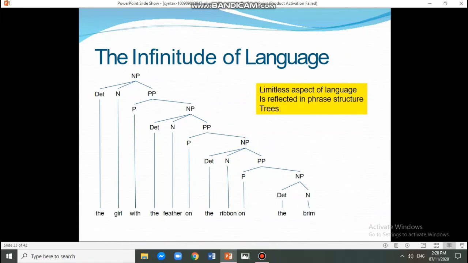So, the infinitude of language. Its limitless aspect of language is reflected in the phrase structure. So, it is like the endless making of tree diagrams. From a noun phrase, you break down to determiner, then noun girl, then break that into prepositional phrase. P is for with, preposition. Then noun phrase is the determiner the, then noun feather, and you break down further to prepositional phrase. So, P for on, preposition, then another noun phrase, determiner the, noun ribbon, then you break down further to prepositional phrase. Preposition on, then you break down further to noun phrase, which is the determiner and N noun for brim. So the girl with the feather on the ribbon on the brim.